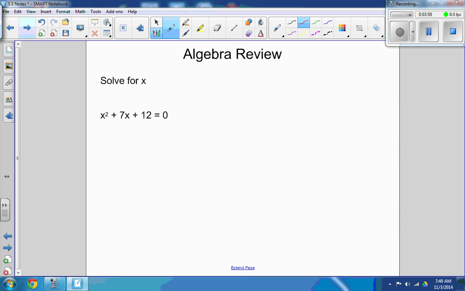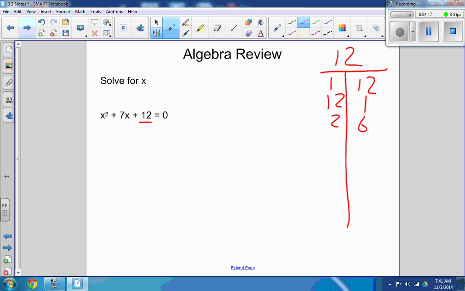Let's solve this for x. Now, I have to do an additional step. I have to first factor this. So I'm going to take 12. Let's see. What combinations make 12? 1 and 12. 2 and 6. 3 and 4. So what combinations of these add up to 7? That's what I'm looking for.